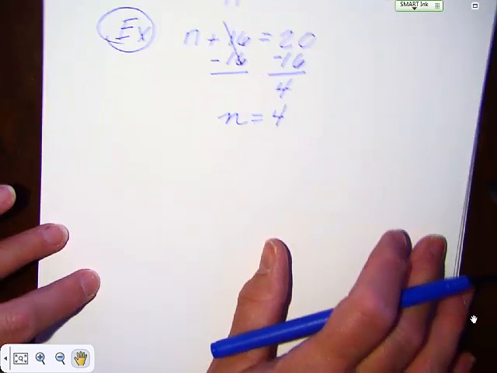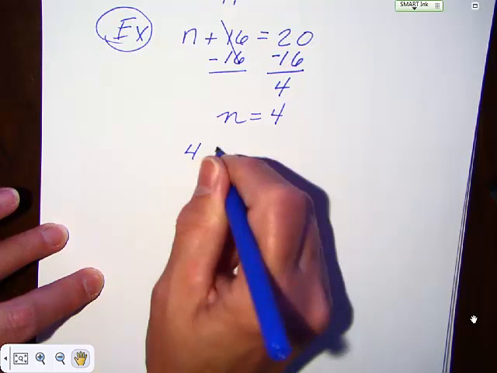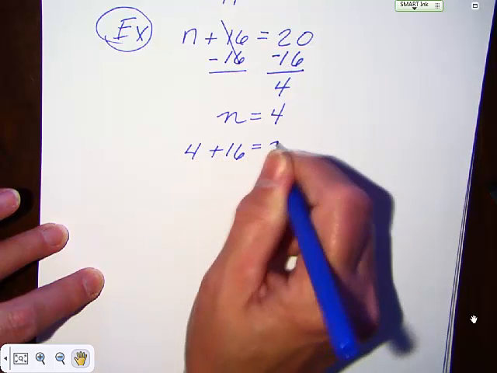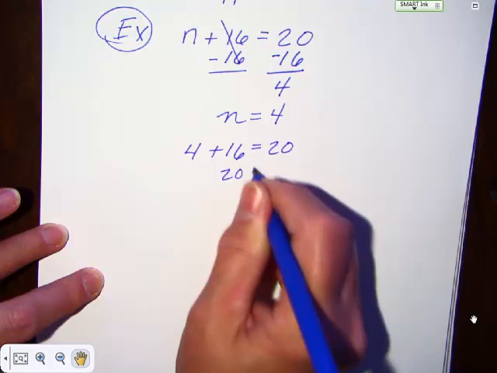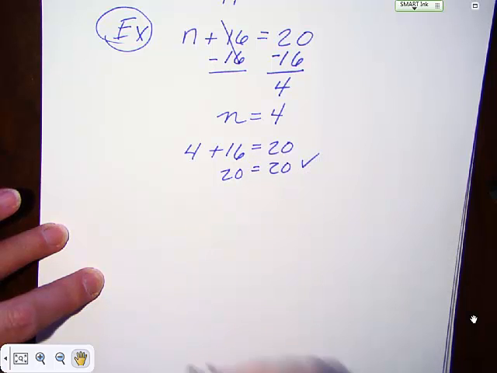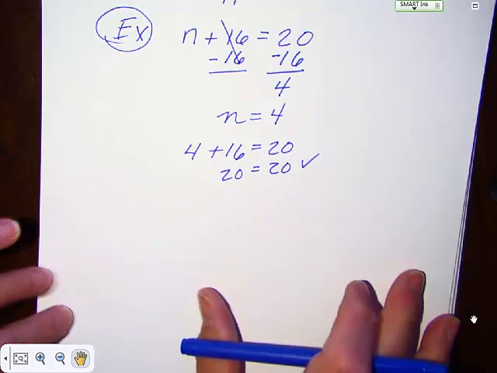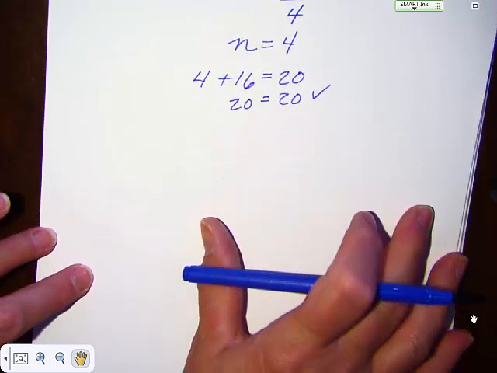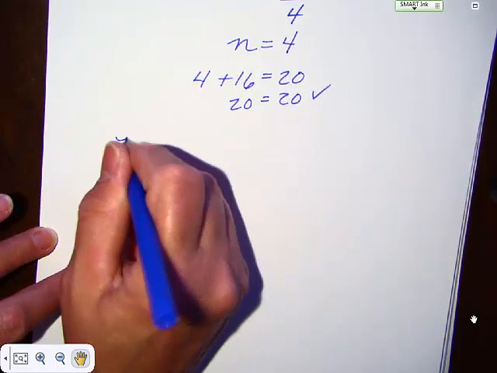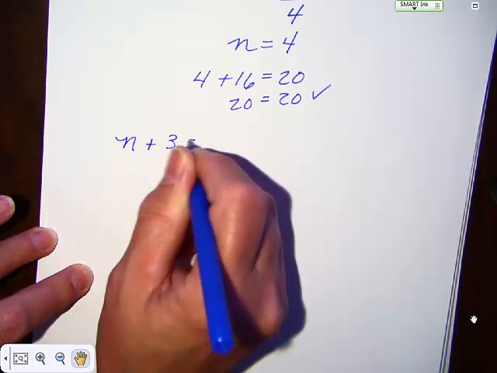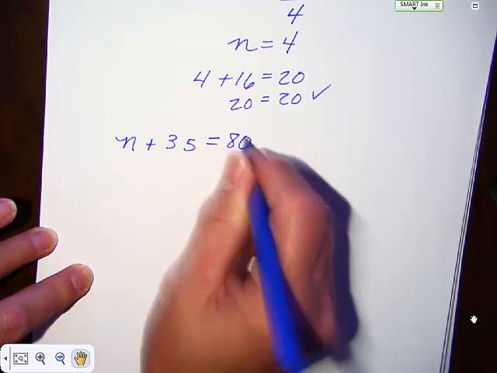Hence, 4 plus 16 equals 20. 20 equals 20. Check. It is correct. Here's another example. Okay, I like to do examples with these. n plus 35 equals 80.